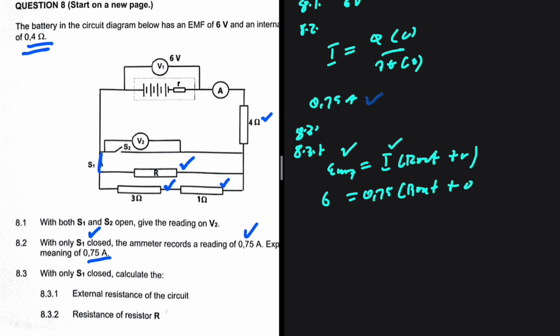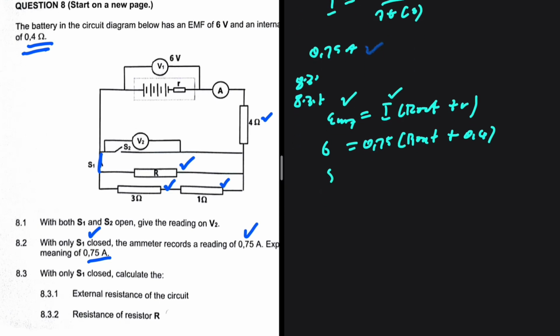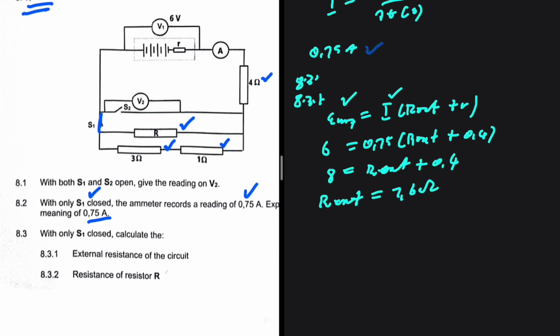So we have 0.4. What we need to do now is to divide both sides by 0.75. We will have 8 is equal to R external plus 0.4. It should be easy to see that R external is equal to 7.6 ohms, 8.3.1.